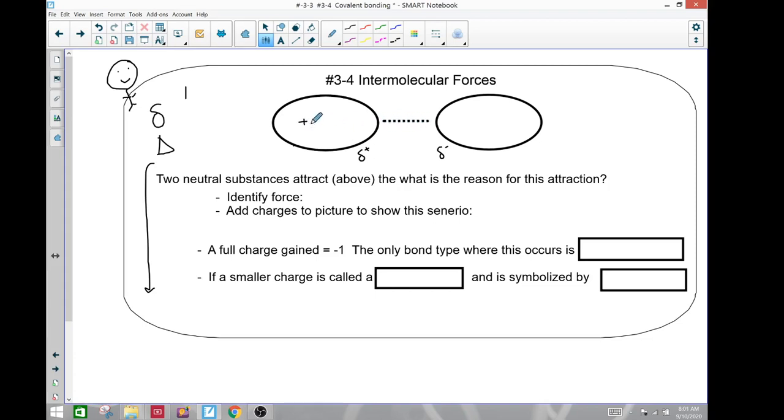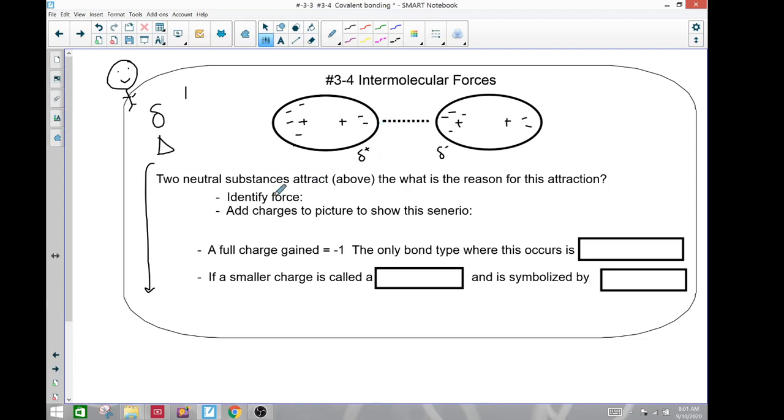The nucleuses cannot move. Let's just say we have a nucleus here. They can't move. The positives are stuck in the positives, but electrons can move. This side's positive, so for one reason or another, more negatives are over here than over here, and therefore they attract. There's a lot of ways this can happen, but ultimately this is it.